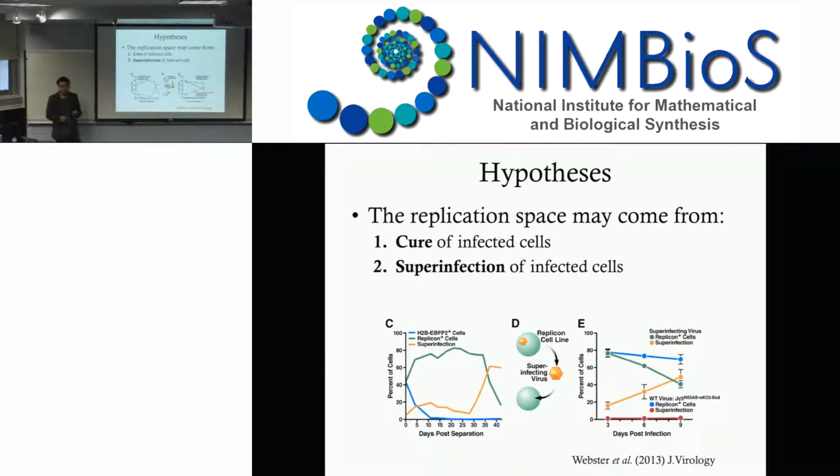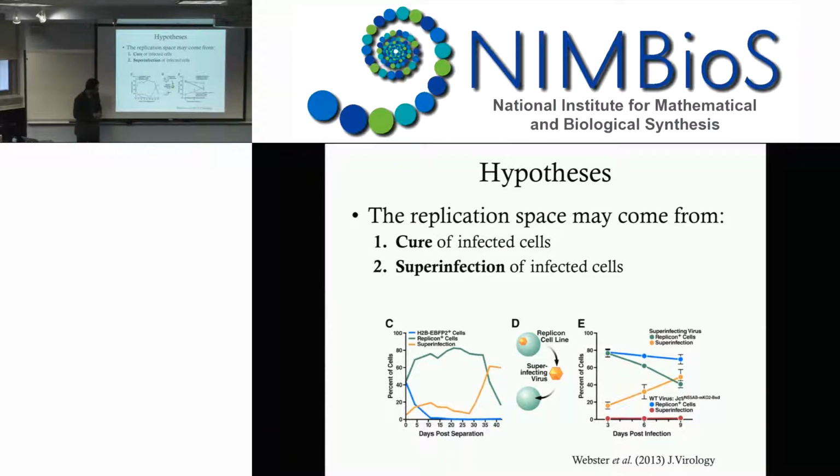HCV is an RNA virus. It doesn't integrate into the host genome, unlike HIV. So if a cell is infected by HIV, it will remain infected for life. There's no cure unless you kill the cell. But HCV doesn't integrate into the host genome. So what people have realized in vitro is that if you treat HCV-infected cells with either interferon or direct-acting antivirals, HCV RNA can degrade over time and the cell gets cured in vitro. We don't know what's happening in vivo, but we have evidence that this cure of infected cells occurs in vitro.